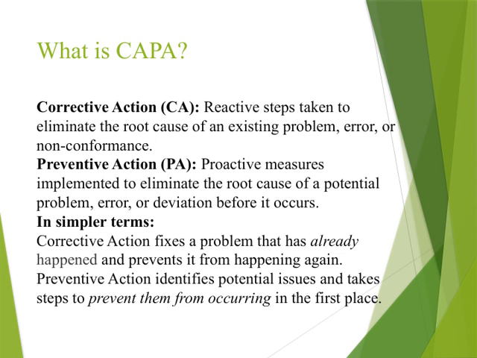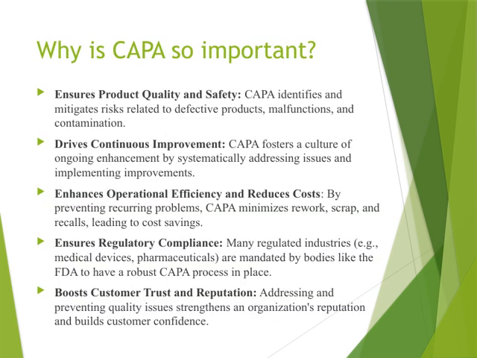On the other hand, preventive action, or PA, is proactive. It's about identifying potential problems before they occur and taking measures to prevent them from happening in the first place. To put it simply, corrective action is about fixing a problem that's already there, and preventive action is about stopping problems before they start. Both are crucial for maintaining quality and continuous improvement in our processes. Connecting this to the overall theme, implementing effective CAPA helps us not just solve issues, but also build stronger, more reliable systems moving forward.